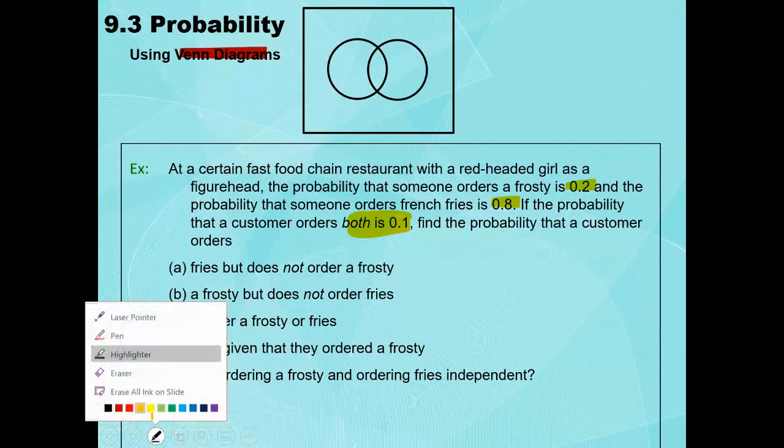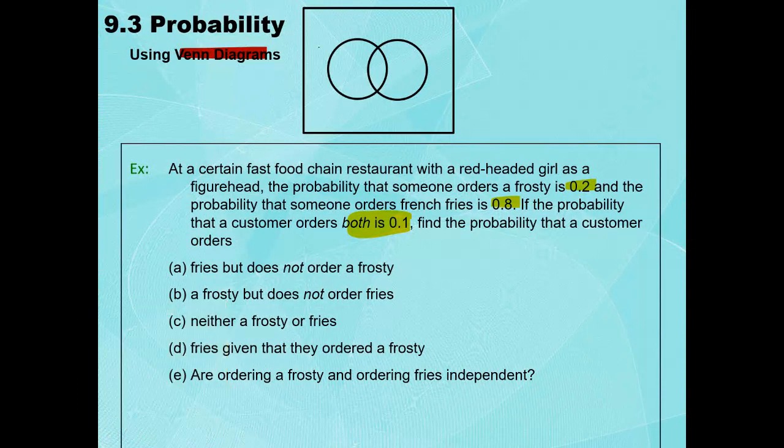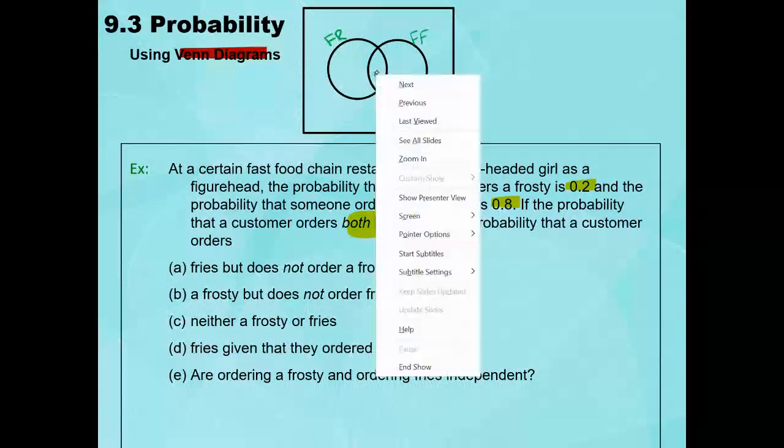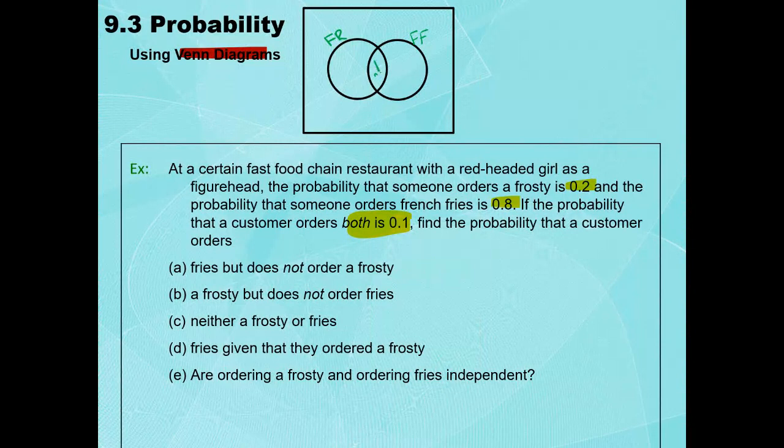So let's fill in our Venn diagram. Let's label it. Somebody orders a Frosty, I'll call this one F. Somebody orders French fries, I'll call it FR. I'll call this one FF, Frosty and fries. So the probability that someone orders a Frosty is 0.2. The probability that somebody orders French fries is 0.8. So that's a whole circle. But I know that their intersection is 0.1. So I'm going to start from the inside and work my way out.